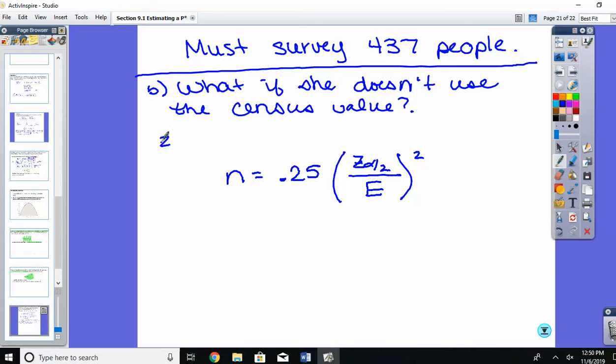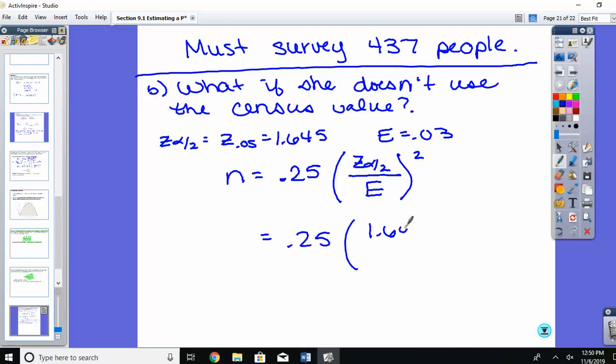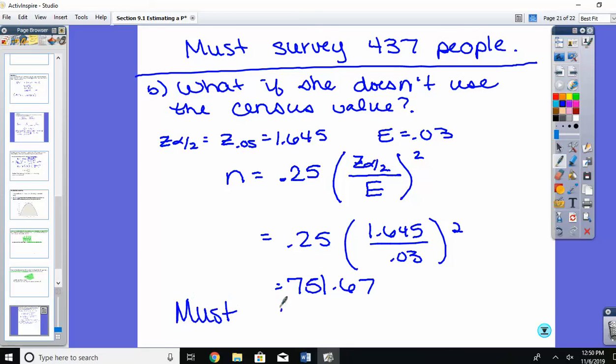So my Z alpha over 2 is still my Z of 0.05, which is still 1.645. My E is still 0.03, just like on the first one. And this time I get 751.67. So she doesn't use that earlier estimate. She has to survey 752.